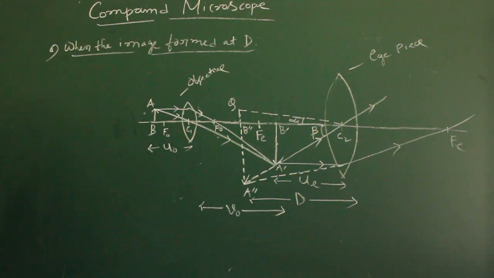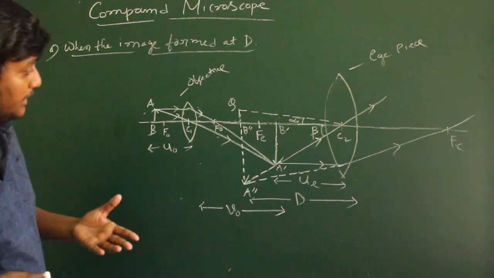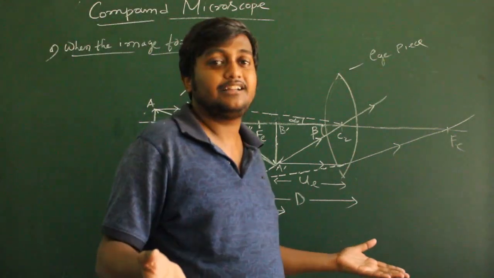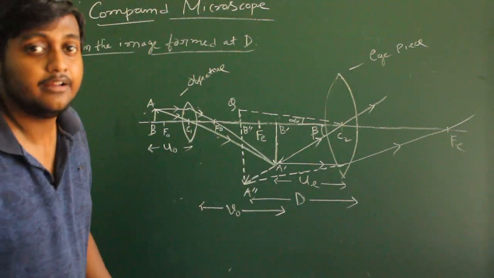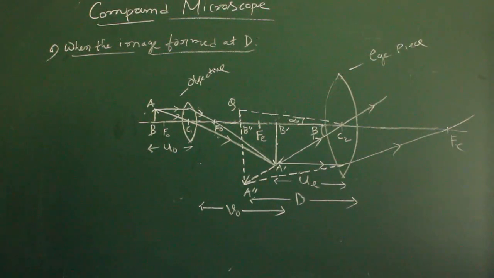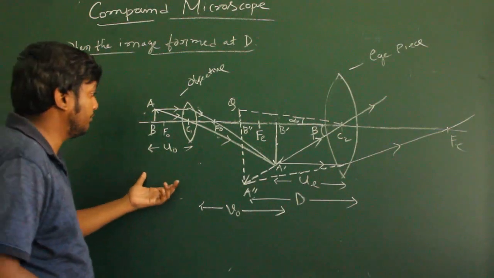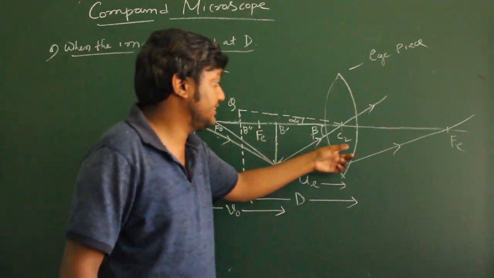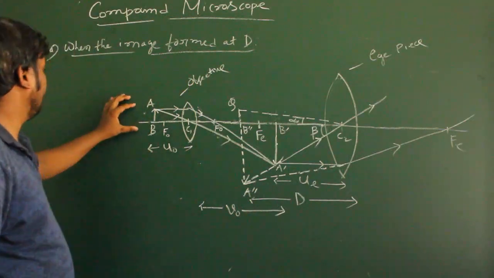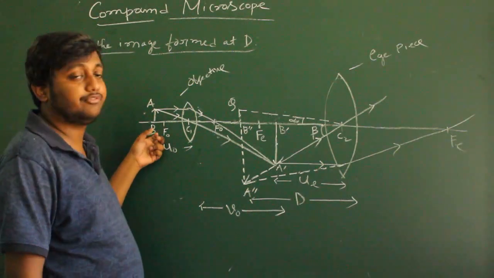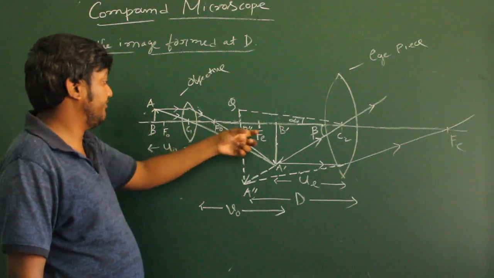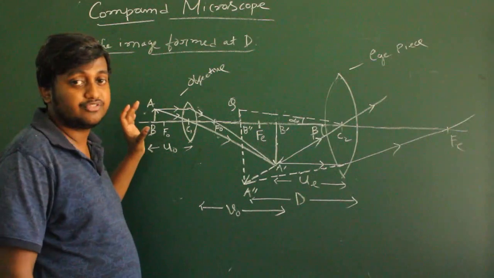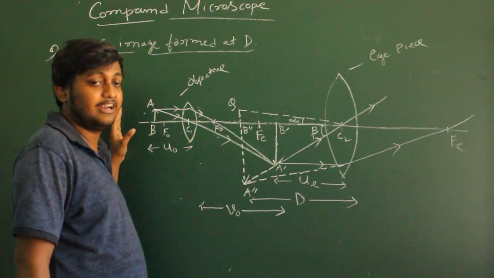First we will discuss the compound microscope when the image is formed at D, that means at the least distance of distinct vision. Here we consider one compound microscope. This is the objective lens, this is the eyepiece lens. F0 is the focus of the objective, Fe is the focus of the eyepiece. We place one object between the focus and center of curvature near the objective.